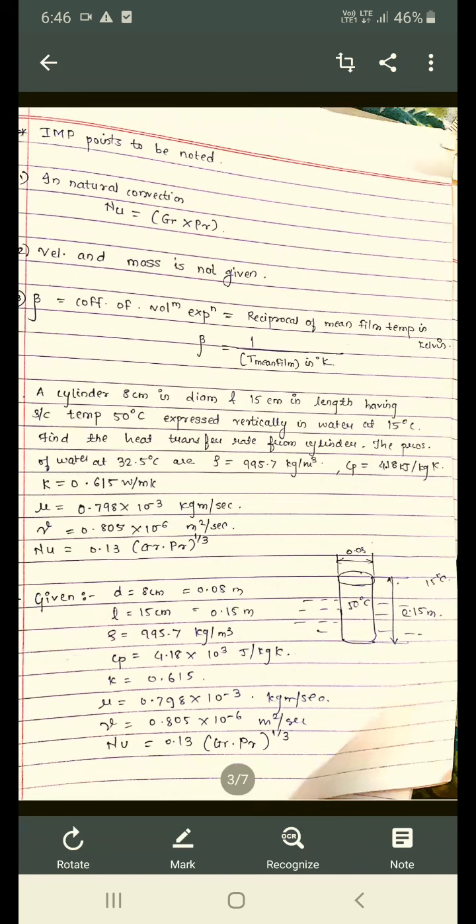We will put all the given data: diameter 8 cm, converted into meter 0.08 meter, length 15 cm, 0.15 meter, rho, Cp, K, mu, nu, and the empirical relation Nu is equal to 0.13 (GrPr) raised to 1 by 3. This is a problem based on natural convection, as Gr is given in the empirical correlation and mass flow rate is not given. So we will calculate first Gr and Pr, and with the help of that we can calculate the Nusselt number.